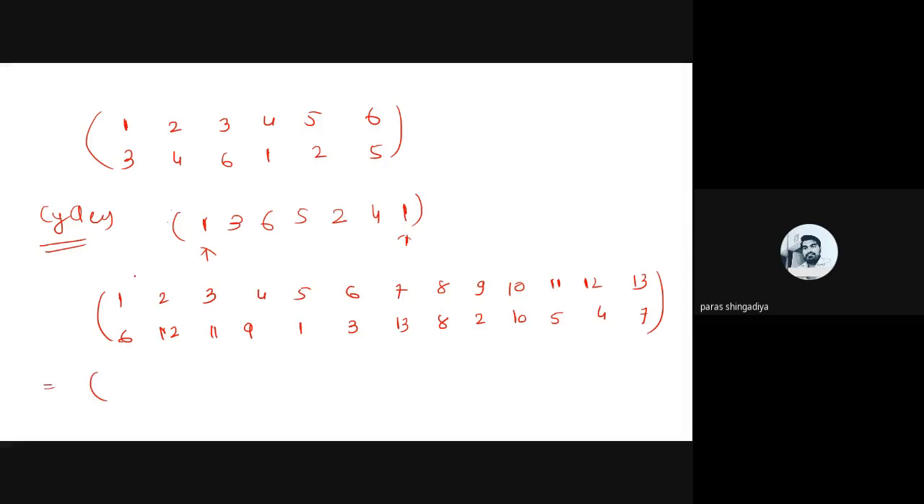1 to 6, 6 to 3, 3 to 11, 11 to 5, 5 to 1.